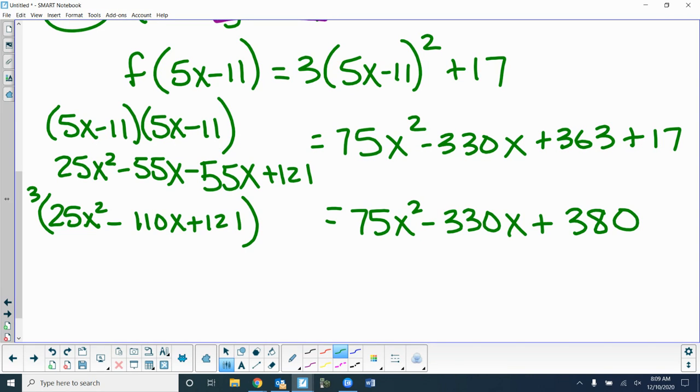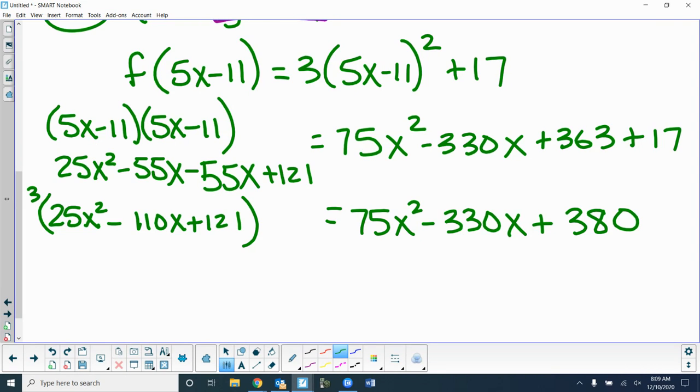Get that, Renee? All right. Okay, so what the kids will do, they'll get in a hurry and they'll see this, so they'll go 25x squared and 121. They'll get those two, but they'll forget about the negative 110 in the middle. Okay, don't forget about that. Okay.